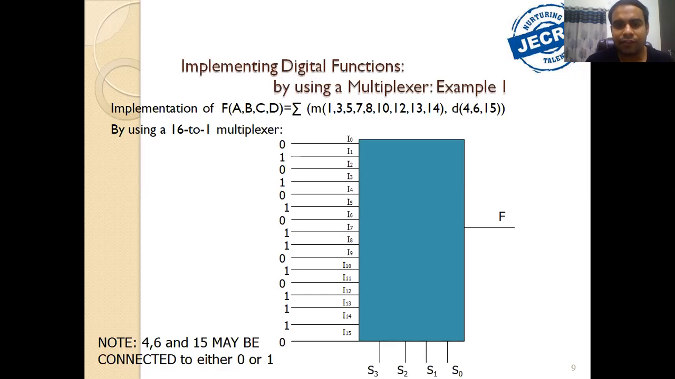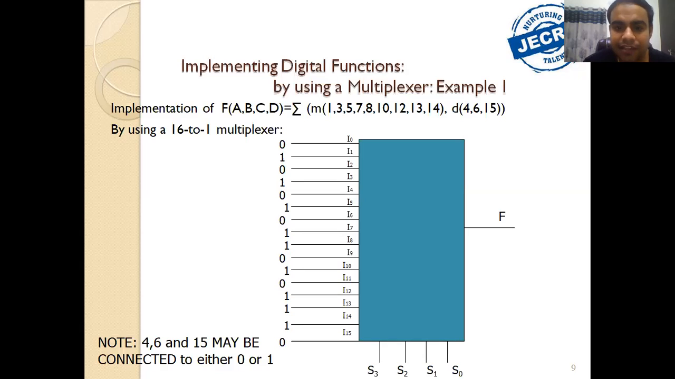Now, we know that with 4 variables A, B, C, D, the maximum combinations can be made from 0 to 15: 0, 0, 0, 0, 0, 0, 0, 1, 0, 0, 1, 0, 0, 0, 1, 1, similarly up to 1, 1, 1, 1, which equals 15. So that is why the inputs will be 0 to 15 and our selection lines will be S0, S1, S2, S3. Now, m 1, 3, 5, 7, 8, 12, 13, 14 basically means apply 1 at all these inputs.